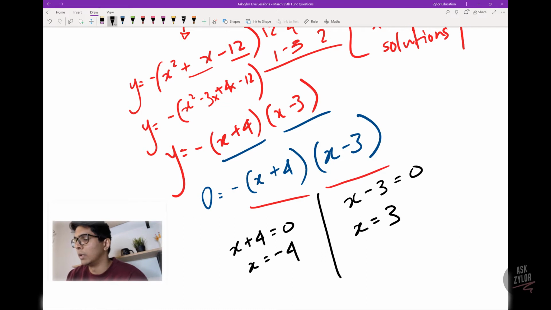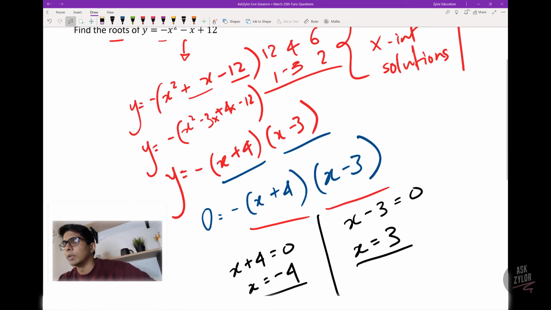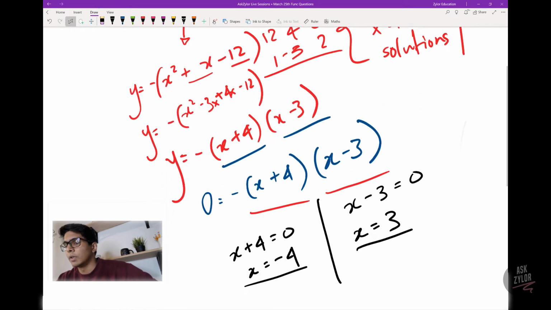So my roots, my zeros, my solutions, my x-intercepts, all of these mean the same thing. So what are they? I have x is equal to negative 4 and x is equal to 3. So that's how I go about finding the roots of this function.